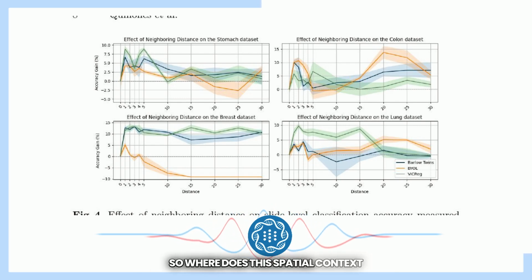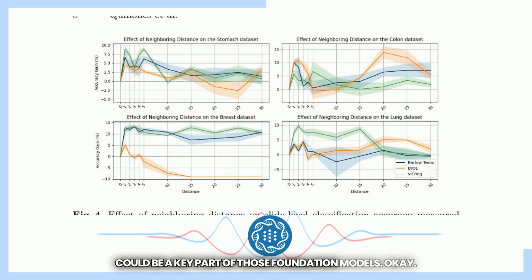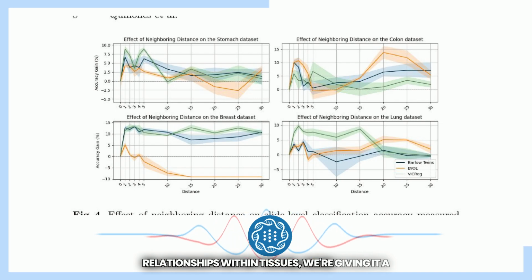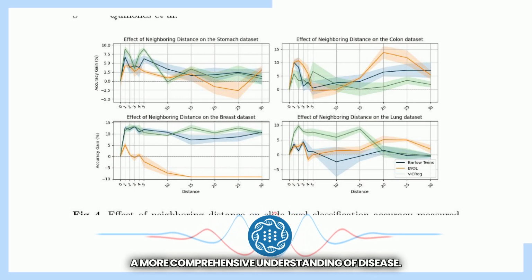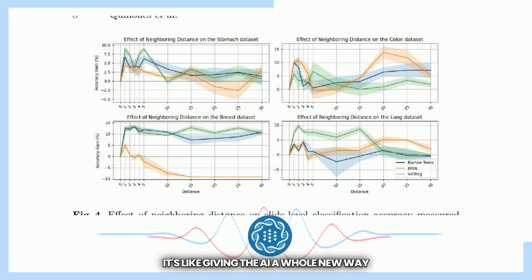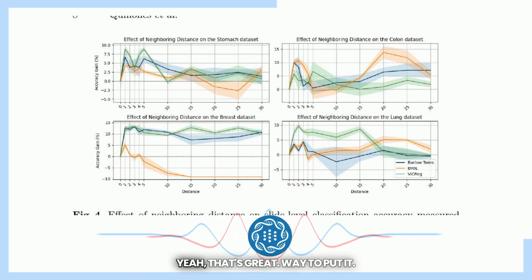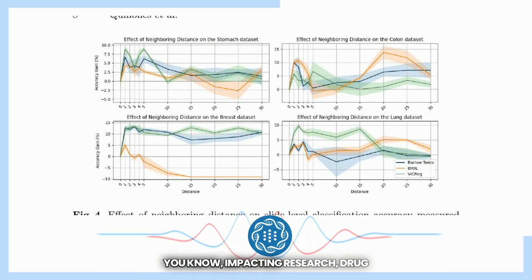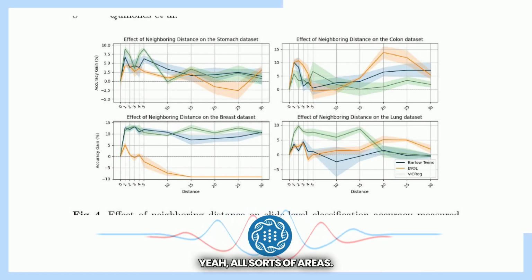So where does this spatial context research fit into all of this? Right. Well, this type of spatial context-driven learning could be a key part of those foundation models. By teaching AI to understand those spatial relationships within tissues, we're giving it a crucial piece of the puzzle for developing a more comprehensive understanding of disease. It's like giving the AI a whole new way of seeing the world, a way that's much closer to how human experts interpret these images. Yeah, that's a great way to put it. This could have implications far beyond just diagnosis. Oh, absolutely. Impacting research, drug discovery, even personalized medicine. Yeah, all sorts of areas.